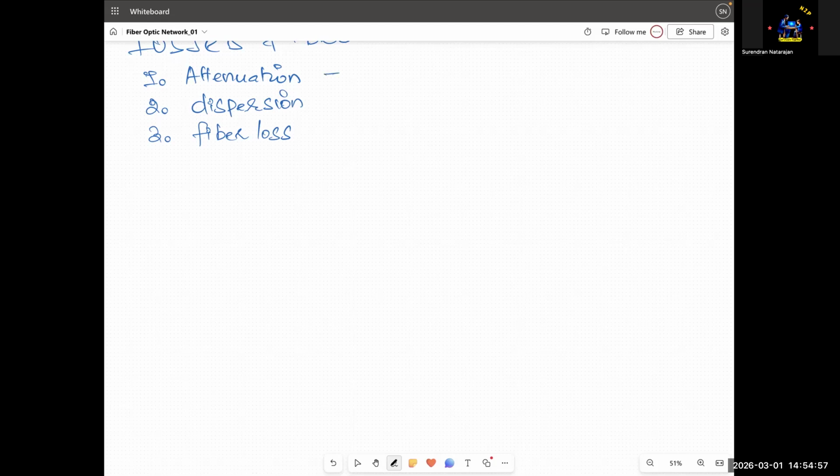So attenuation, okay. Here we are measuring the light signal. The measurement unit is dB. dB is equal to decibel. This is how we are measuring the power of the light. Got it? dB is the decibel value.